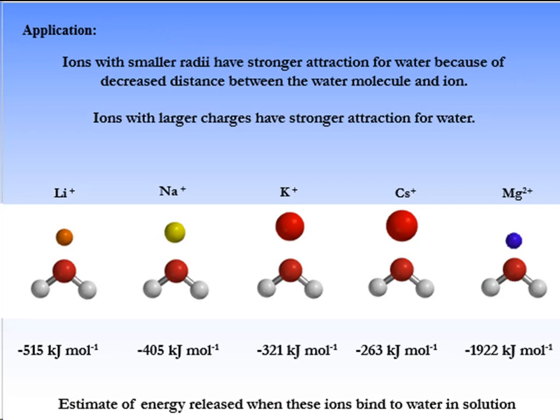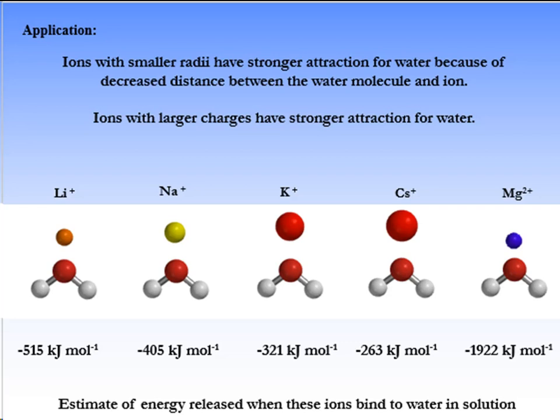Let's look at some data to gain some insight into what might influence the magnitude or the strength of the hydration enthalpy. Another way of saying this is we're just looking at the strength of attraction between ions and water, which is, again, an ion dipole force. Now, if you look at these interactions here, what you see from left to right is the interaction between lithium and water, sodium and water, potassium and water, cesium and water, and magnesium and water. And below those interactions, you see the relative hydration enthalpies.